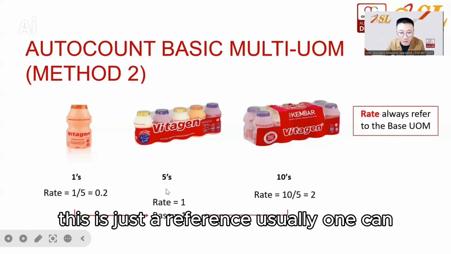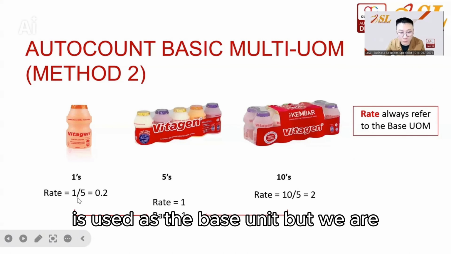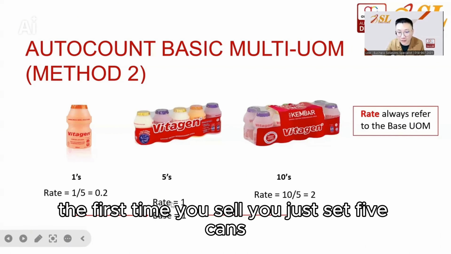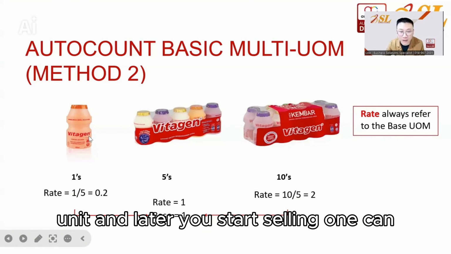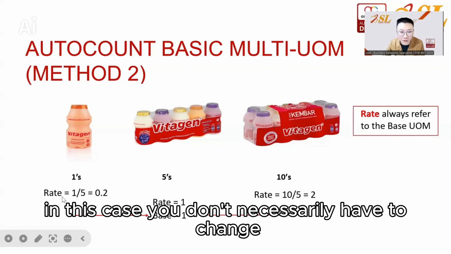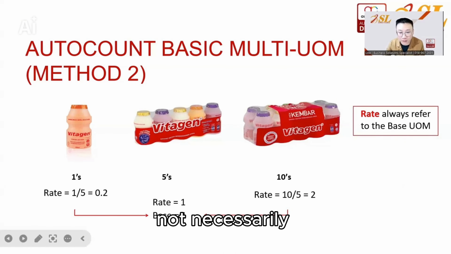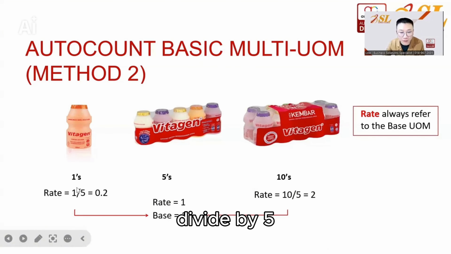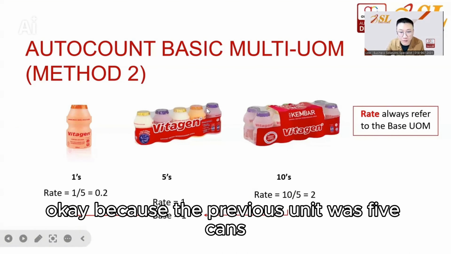Look at this, this is just a reference. Usually 1 can is used as the base unit, but that's also possible. Sometimes the first time you sell, you just set 5 cans as the smallest unit, and later you start selling 1 can. In this case, you don't necessarily have to change 1 can to the base unit. You can use this method to directly divide by 5, because the previous unit was 5 cans.